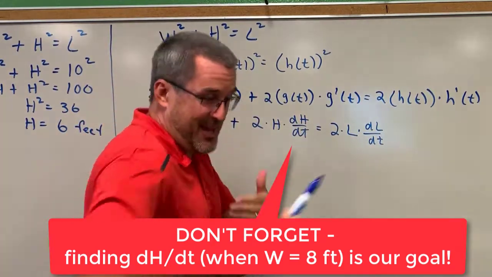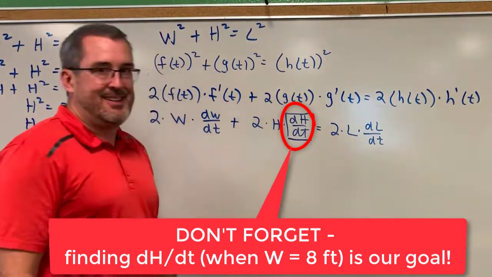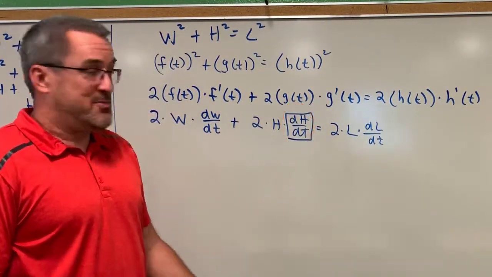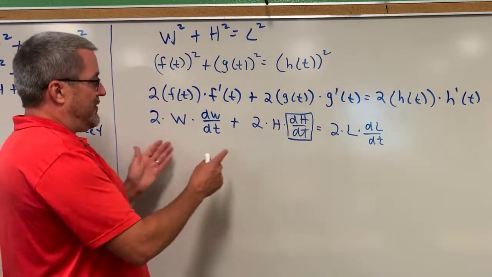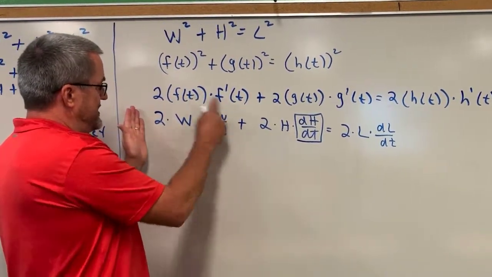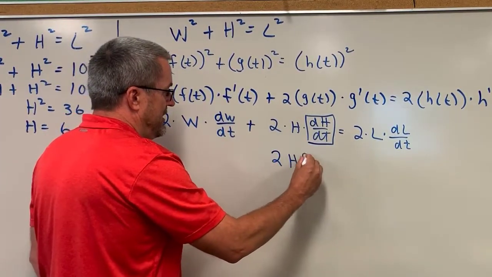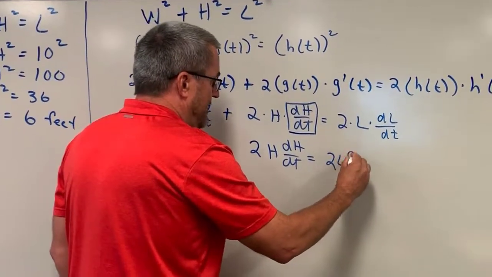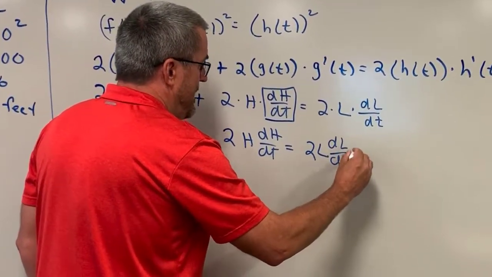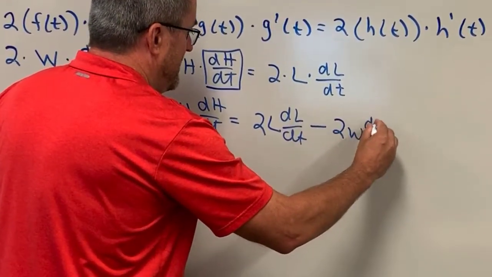Now remember, the goal of this problem is to determine how fast that vertical height is changing at the moment in time that the ladder is 6 feet from the wall. That is, we want to know this. So we can just do some algebra now and determine what that quantity would be. The first move of algebra would be, let's take this term and subtract it to the other side. So 2h dh/dt will equal 2L dL/dt minus, we're going to move that term over, 2w dw/dt.